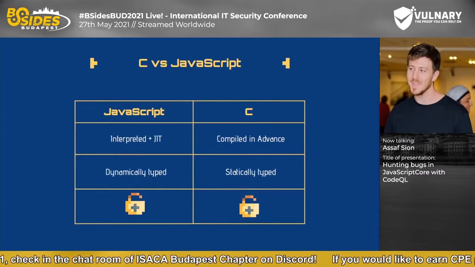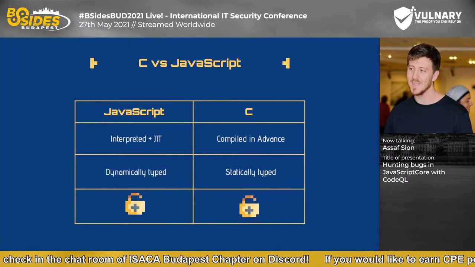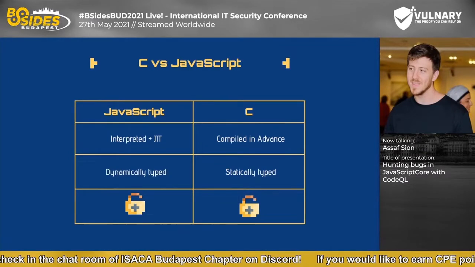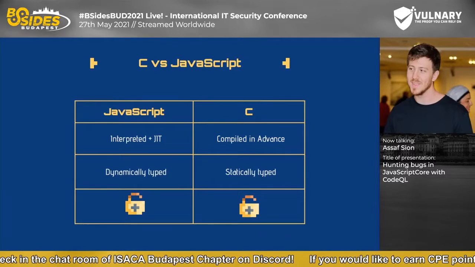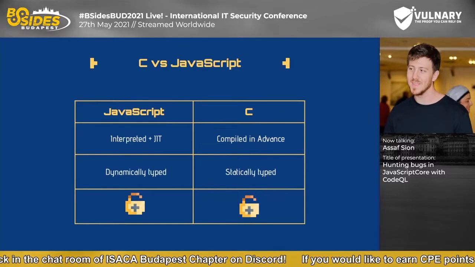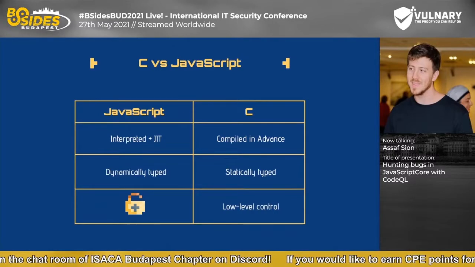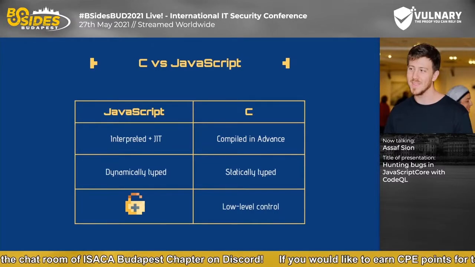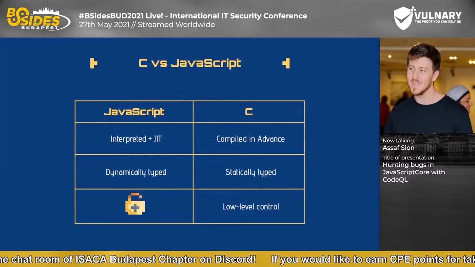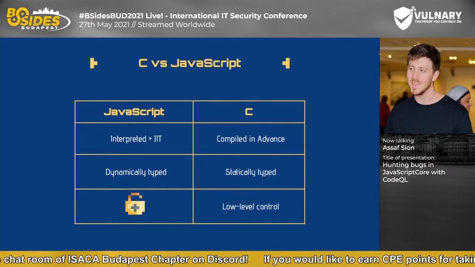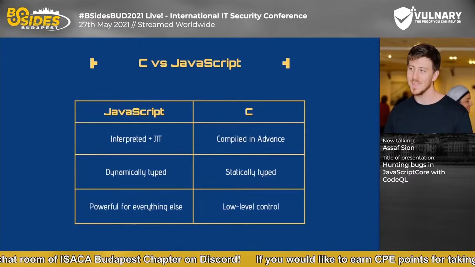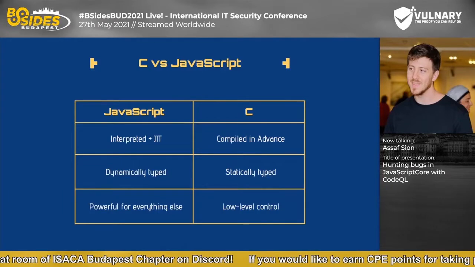On the other hand, JavaScript is a dynamically typed language, meaning we don't have to declare anything when writing a new function. The same function can choose to handle whatever type it wants to. And finally, C allows us to have low-level controls such as direct memory management and even control over the stack or heap layout. But JavaScript is pretty much powerful for everything else.